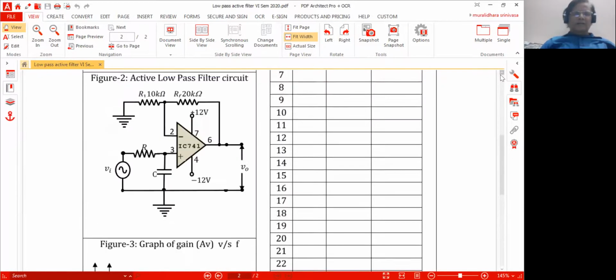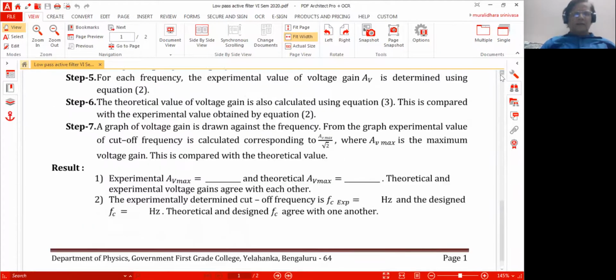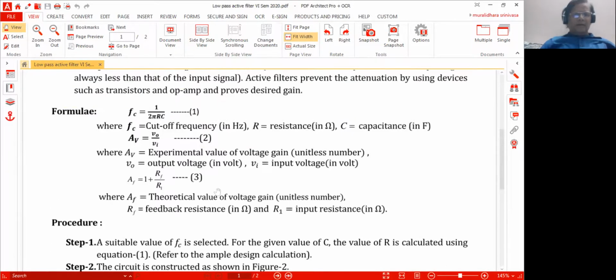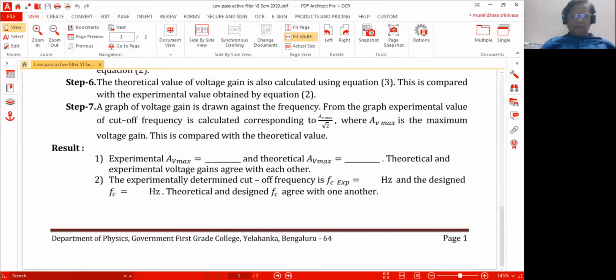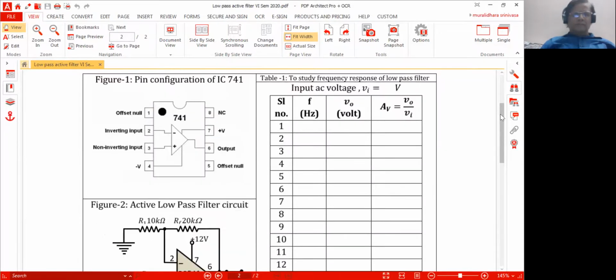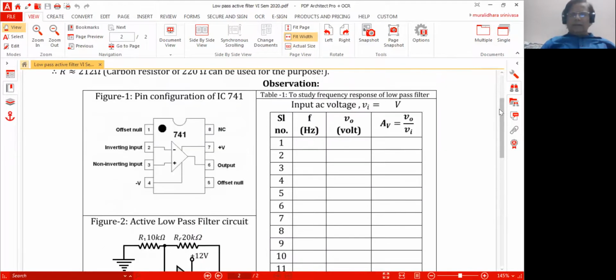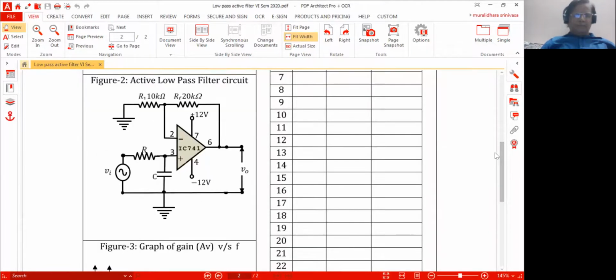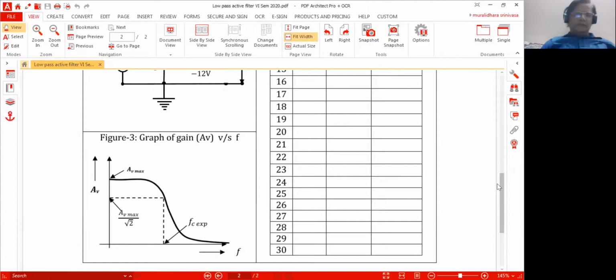So these are the essentials. This is the formula, or rather these are the set of formulae for FC, for AV and for theoretical gain AV. Then this is the circuit diagram. The pin diagram first, the table, the circuit diagram. Please look at it again. This is the expected curve.